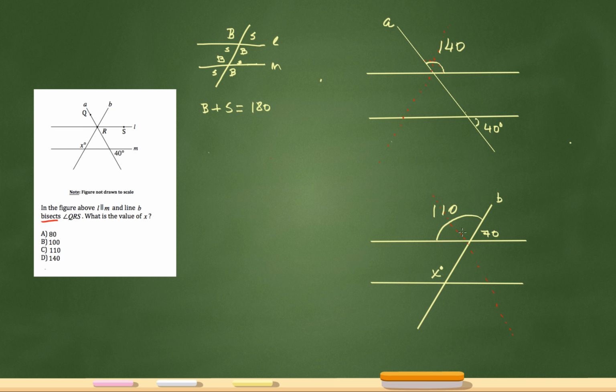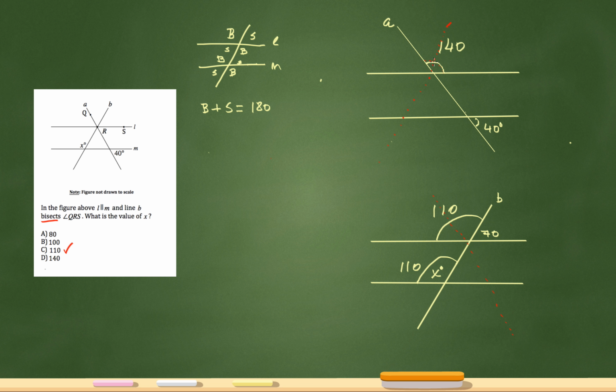Now, moving back to this old example over here again, any big plus any small must equal 180, and all the bigs are going to equal each other. So you see how this is 110, that's a big angle, and that's also a big angle right there. So the big angles are going to equal each other, so this is also going to be 110. And my answer here is going to be C, 110.